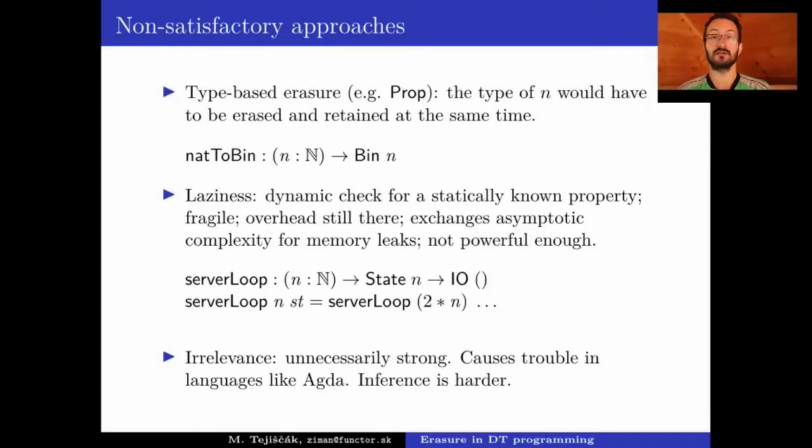Irrelevance can also be used to achieve erasure. However, irrelevance is too strong. By irrelevance, I mean the property of sub-expressions ignored in definitional equality. This is a very strong property, and it's not necessary for erasure at runtime. In Agda, irrelevance does not help us with the binary number example, just because it's too powerful and causes problems. Also, inference of irrelevance is harder than just inference of erasure. So if we just need erasure, we do not need irrelevance with all the consequences it brings.